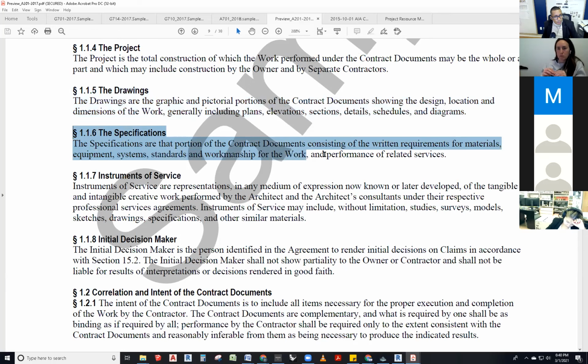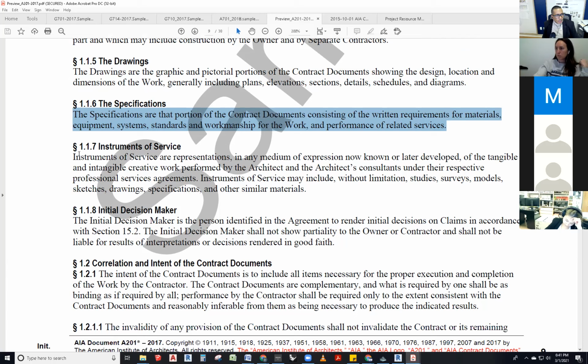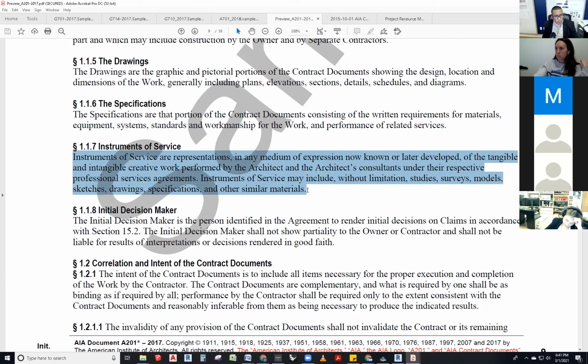Then we go to section 1.1.6, the specifications. So you see how we have the graphic and pictorial, then the specifications are that portion of the contract document consisting of the written requirements for materials, equipment, systems, standards, and workmanship for the work and performance of related services. It is in writing, right? It's the door holder, right? The big book that we all kind of have seen laying around in the offices. Then we go and define what the instruments of service are, which we've spoken about on the B101 and the C401.